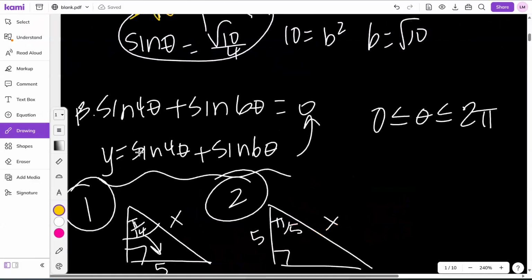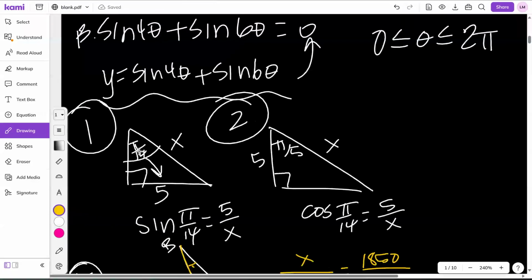All right, I don't know what number this one is. Number 14.